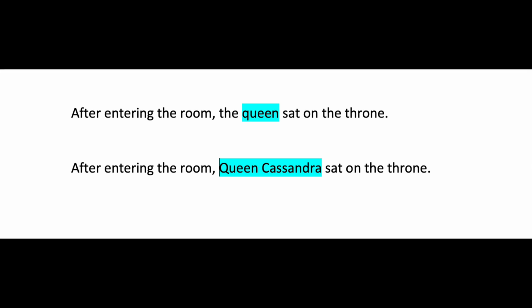Now, in this next sentence, "After entering the room, Queen Cassandra sat on the throne." In this case, it would be capped because Queen Cassandra is the name of the character.